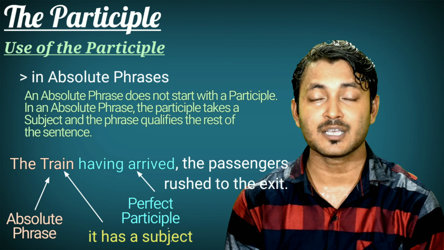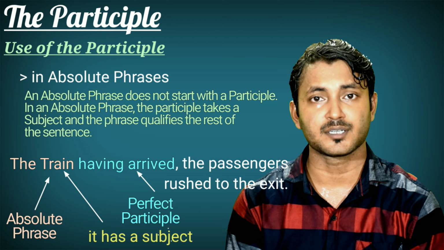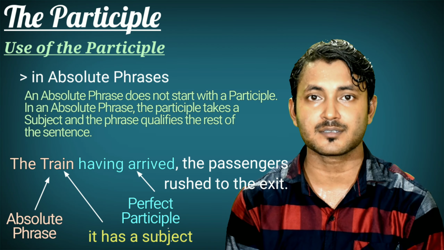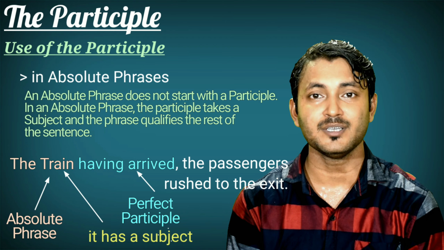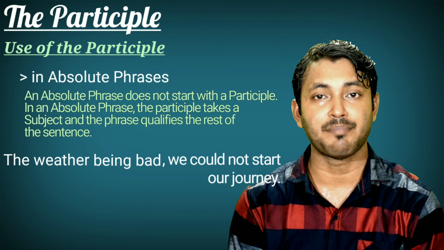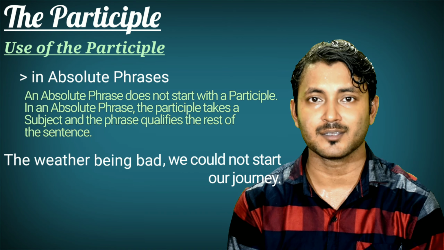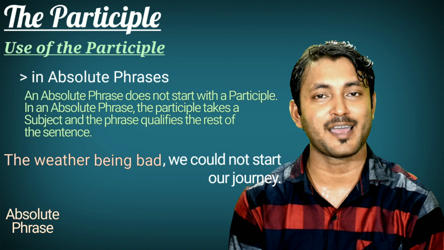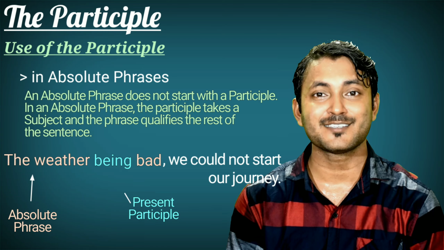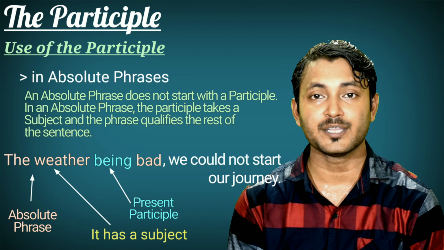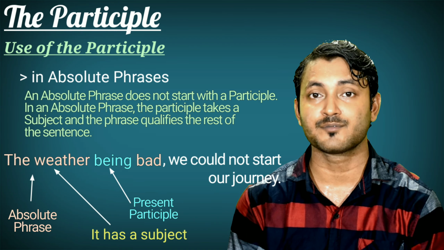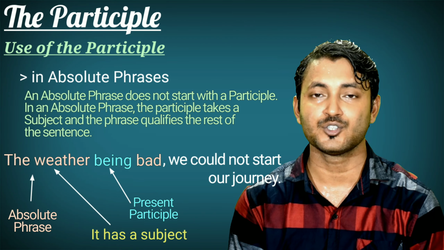An absolute phrase qualifies an entire sentence. In this case, the train having arrived qualifies the rest of the sentence: the passengers rushed to the exit. Let us take another example. The weather being bad, we could not start our journey. In this sentence, the weather being bad is an absolute phrase. Here the participle is being, and it has taken a subject, the weather. The weather being bad, this absolute phrase is qualifying the rest of the sentence: we could not start our journey.